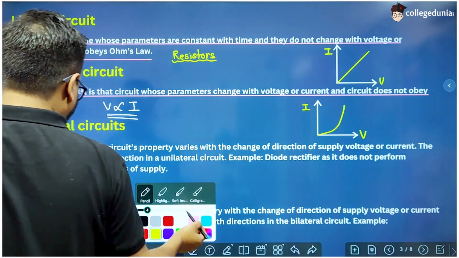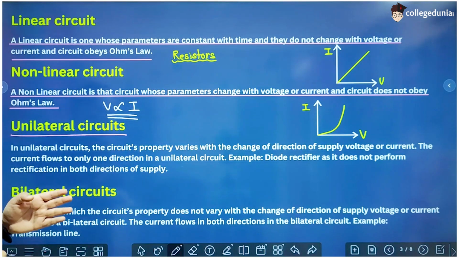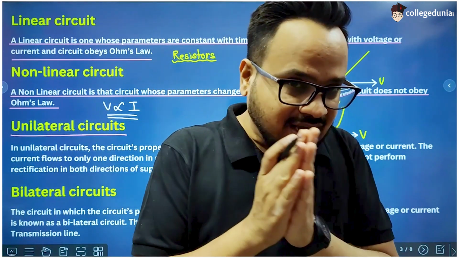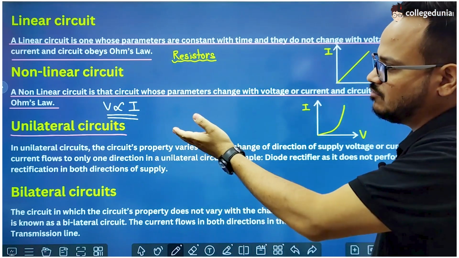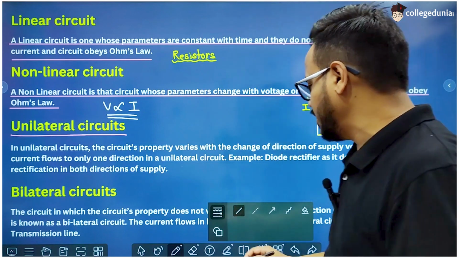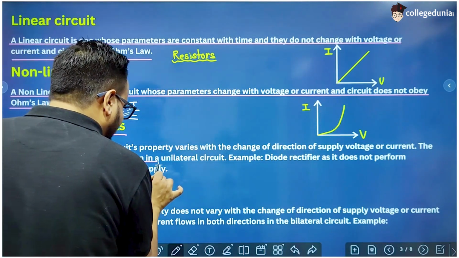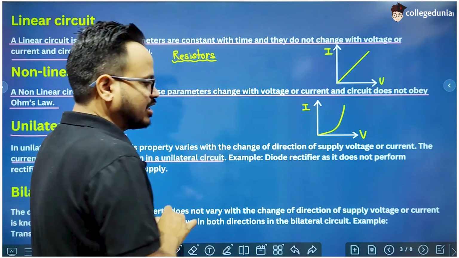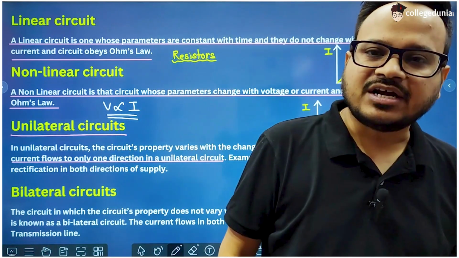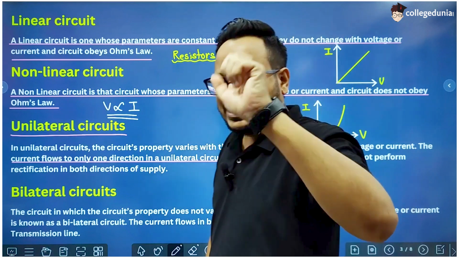Next type of circuits are unilateral circuits. Unilateral circuits are those circuits in which the current can be flown in a single direction only. Like as the word suggests, uni means one. So these are the types of circuits in which the current flows only in one direction in a unilateral circuit. For example, diode rectifier, full wave and half wave rectifiers are unilateral circuits because the output is only in one direction.